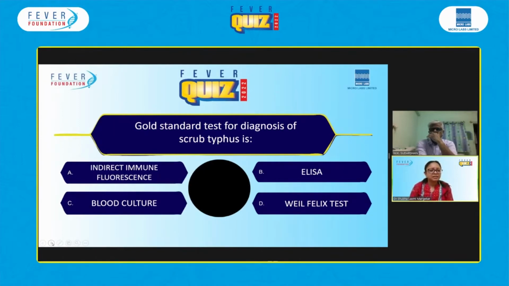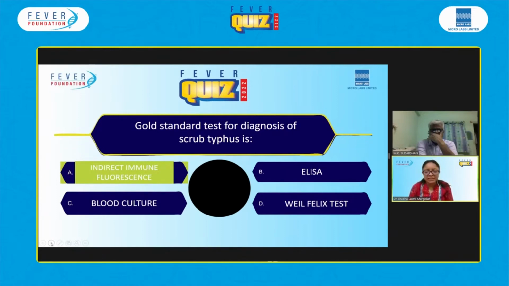And scrub typhus is also very common, or for the last few years we have been able to diagnose it very frequently, seeing more cases. So we should be aware of the diagnosis also, how to make it. So Computer ji, can we have the answer? Correct answer? Okay, so indirect immunofluorescence. So what about the others, ELISA, Weil-Felix, and blood culture?